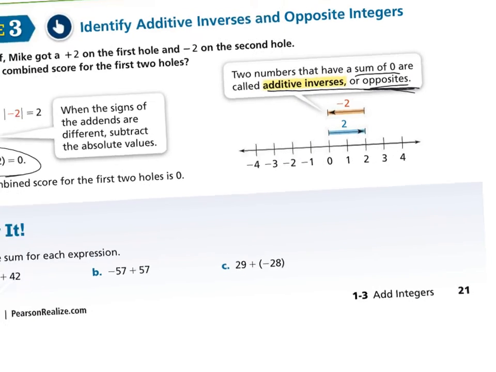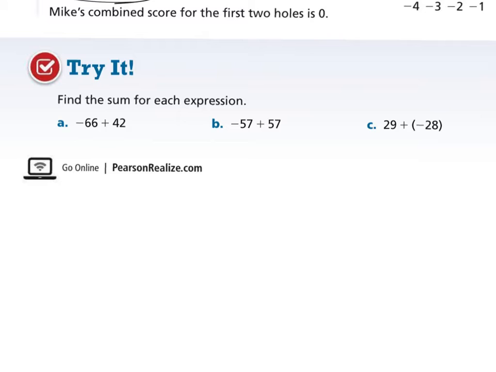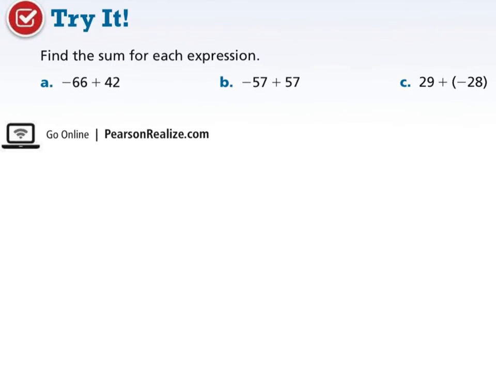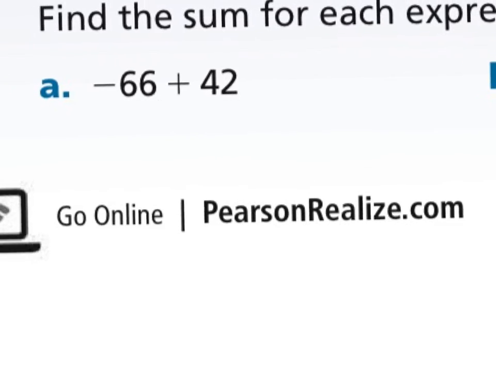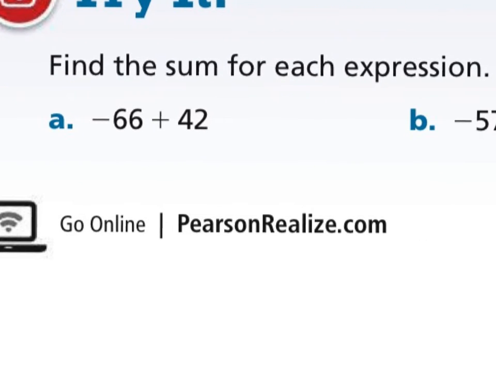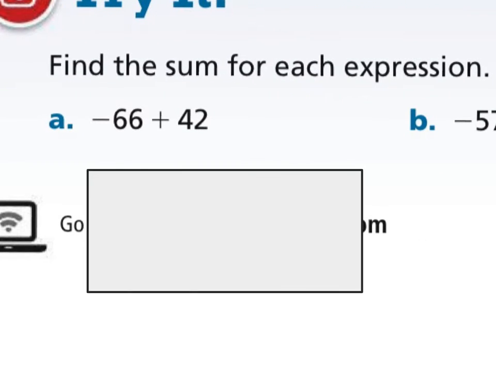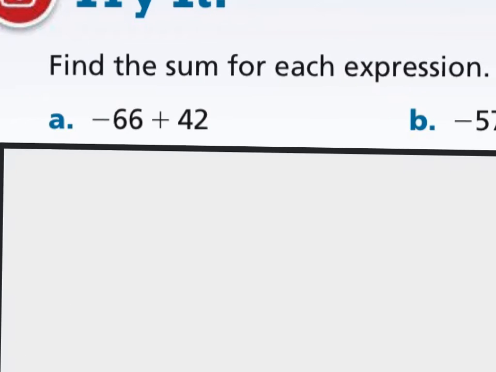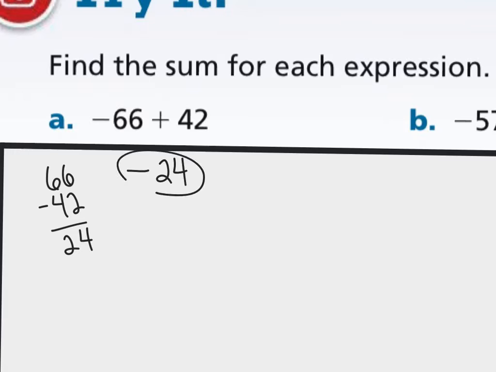So let's look at the try it. And now we've got a little bit more of a challenge. We've got a little bit higher numbers they're working with here. So they want us to find the sum for these expressions. So part A, we've got -66 plus 42. For this problem, we have more negatives than positives. So my answer is going to be negative. And we just need to figure out how many more negatives we have. So we're going to subtract these. So 66 minus 42 is 24. And so the answer would be -24.